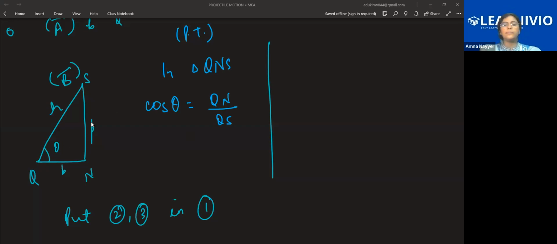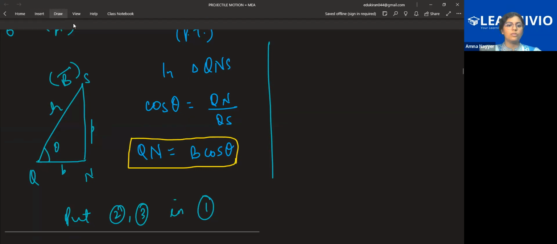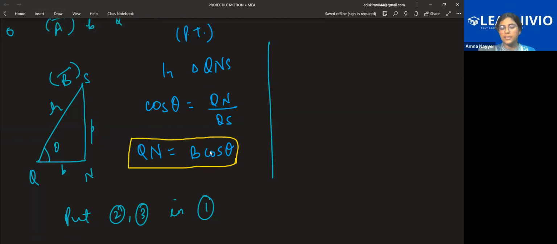Now this is QN. If I want to write QN's value from here, I can write QN is equal to QS cos theta. What is QS? QS is the B vector. So B vector cos theta. Can we write it like this? QN is equal to B cos theta. Fine.